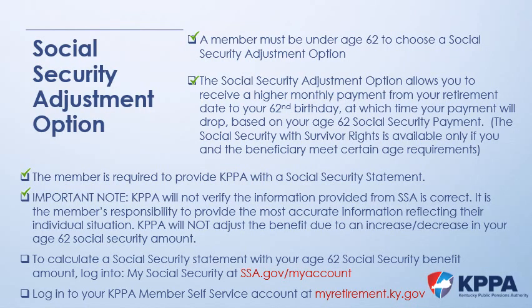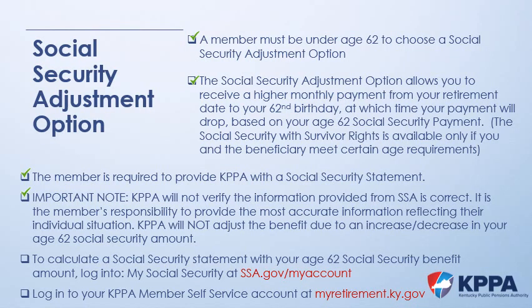Social Security Adjustment Option. By you providing KPPA with your Social Security statement, KPPA will use your early Social Security benefit at age 62 to generate one, possibly two Social Security options. These options allow the member to draw a higher monthly benefit up until they turn 62, and then the month following their 62nd date, KPPA automatically reduces the member's monthly retirement allowance, as now the member is eligible to draw their early Social Security benefits from Social Security, therefore supplementing the reduction in their benefits with KPPA.